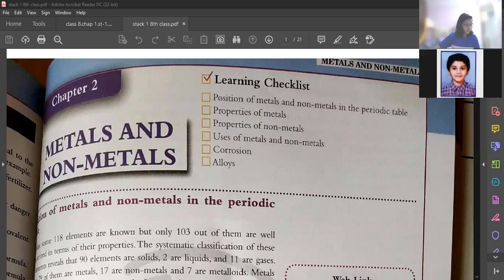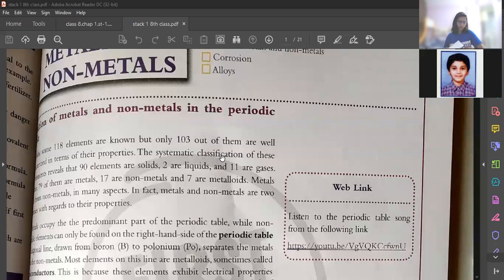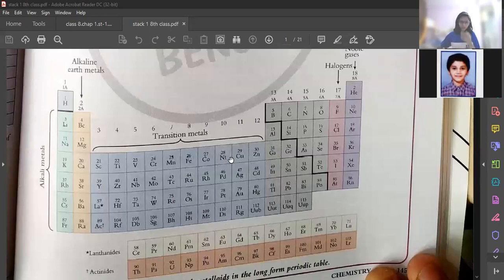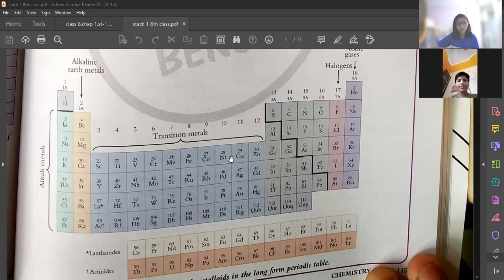Yes, sir. Turning on. So first we'll discuss the position of metals and non-metals in the periodic table. Everyone knows, right? This is a periodic table. Total how many elements are there in the periodic table? 118 elements are there in the modern periodic table. All the elements are classified into metals, non-metals and metalloids. Can you see one zigzag line here? One thick black color line.